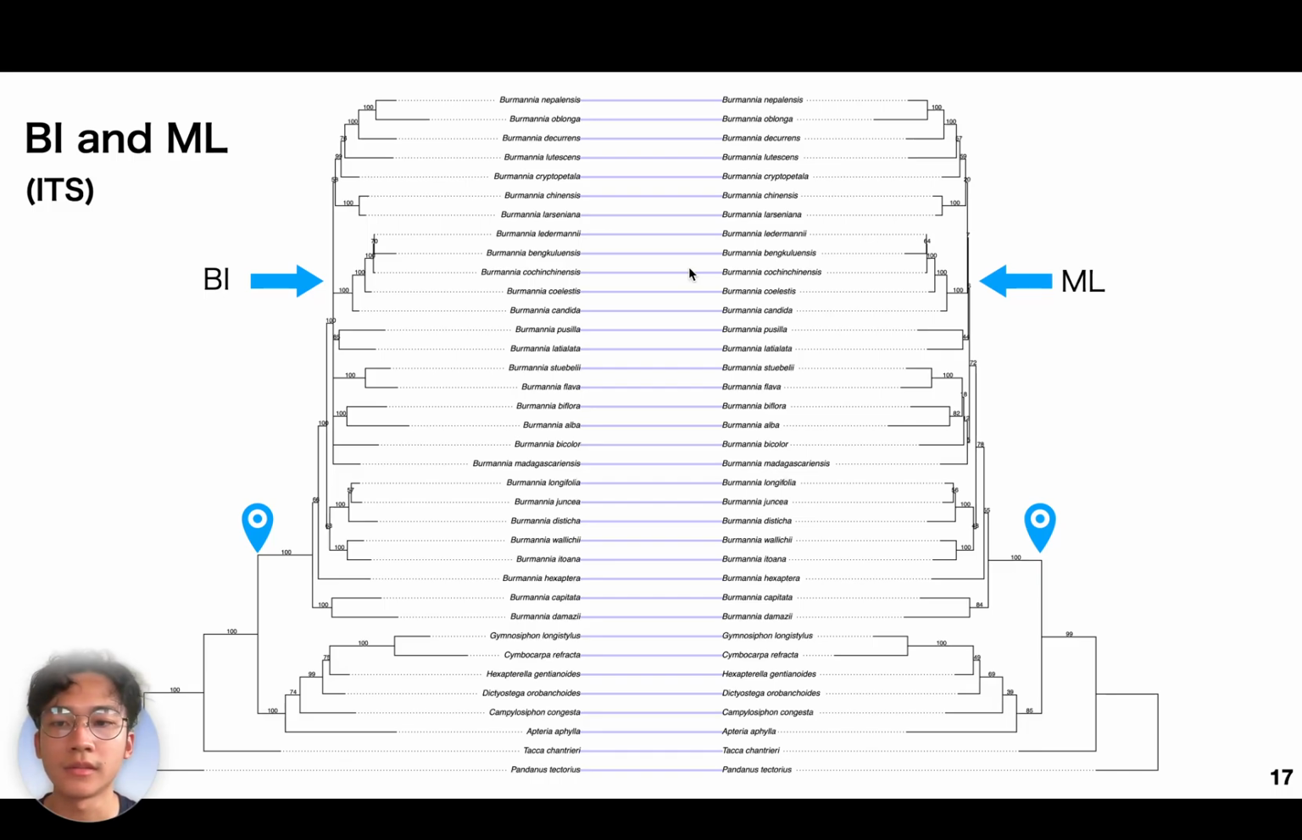And here, the Bayesian and the maximum likelihood results give us almost identical topology and support, because all the low support in the maximum likelihood is grouped here in the polytomy part of the Bayesian analysis. So it's quite concurrent in the two methods for the phylogenetic reconstruction.